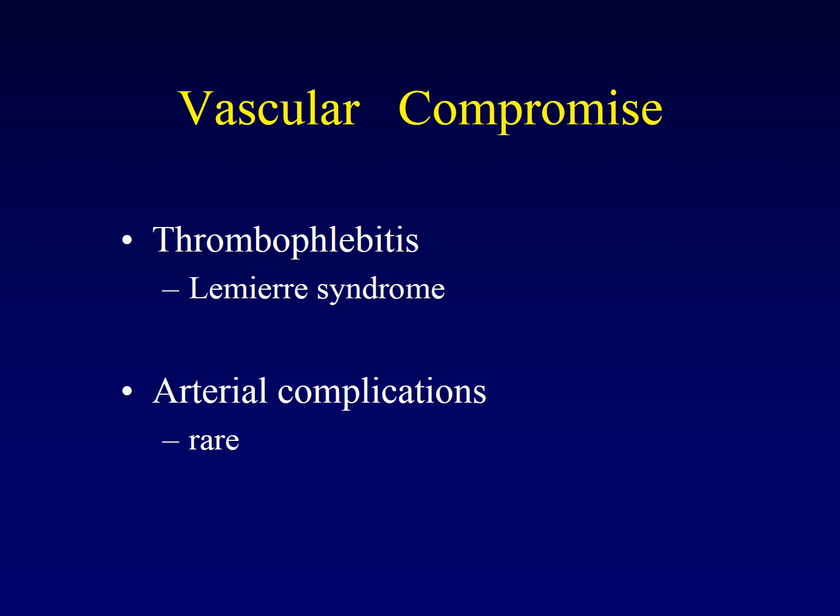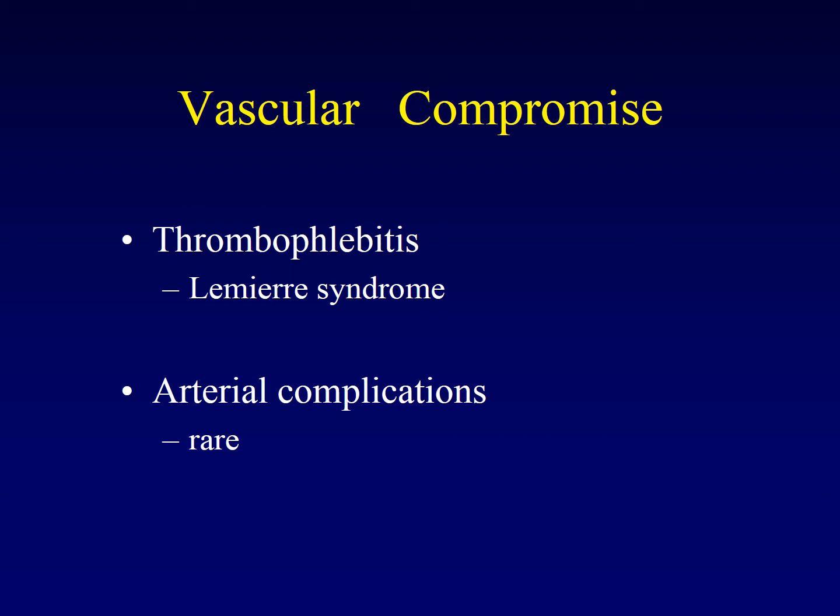Vascular compromise can be divided into arterial and venous. And of the two, the more interesting is venous, actually. When deep space infection affects a vein in the neck, it usually invokes thrombophlebitis. That is, the vein becomes completely thrombosed and also infected. What this means is that embolic infected thrombus can break off from that vein and travel centrally.